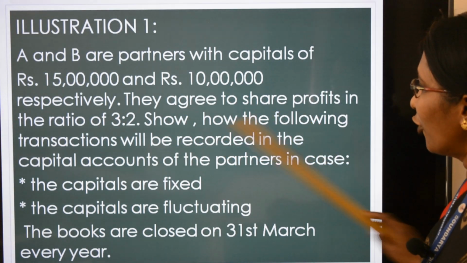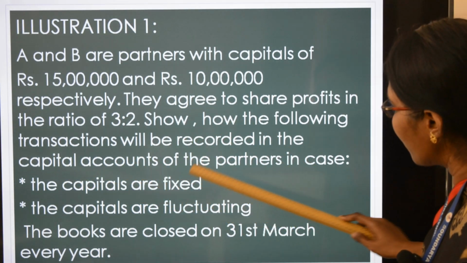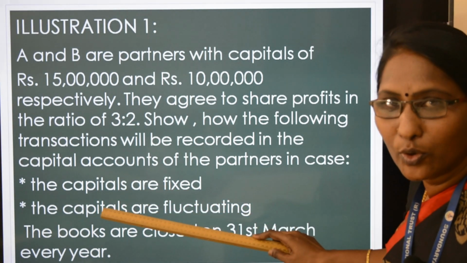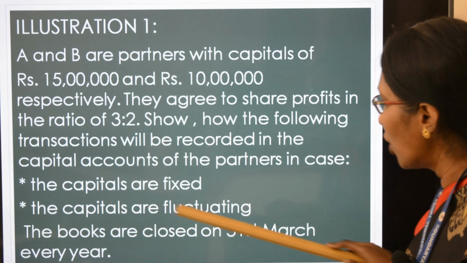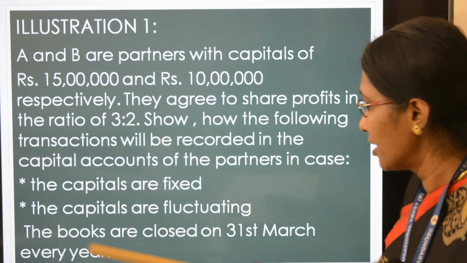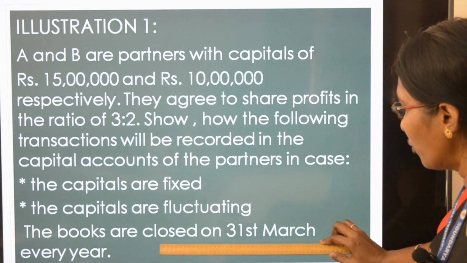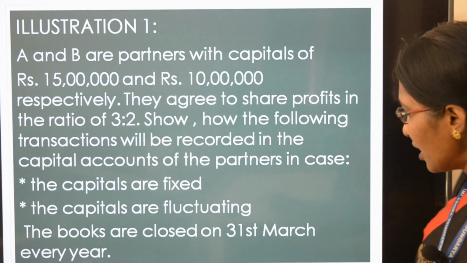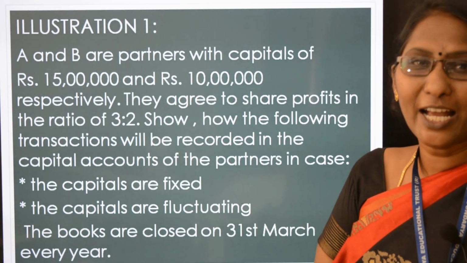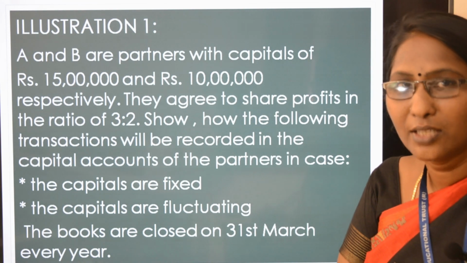Show how the following transactions will be recorded in the capital accounts of the partners in case the capitals are fixed, which we are going to do today. In the fluctuating capital method, I did that in the last class. The books are closed on 31st March every year. I want to make a note on this. This 31st March shows it is a financial year. Your financial year will start from April 1st and end on 31st March.